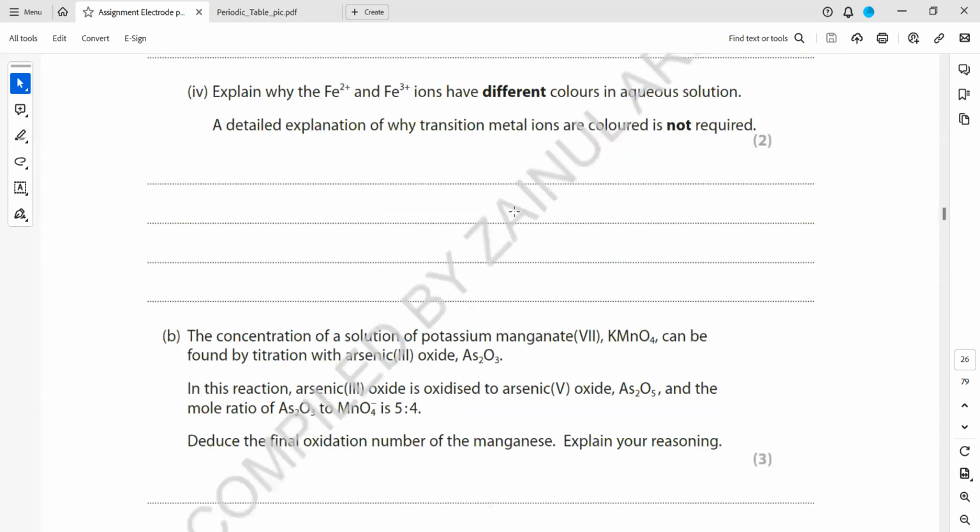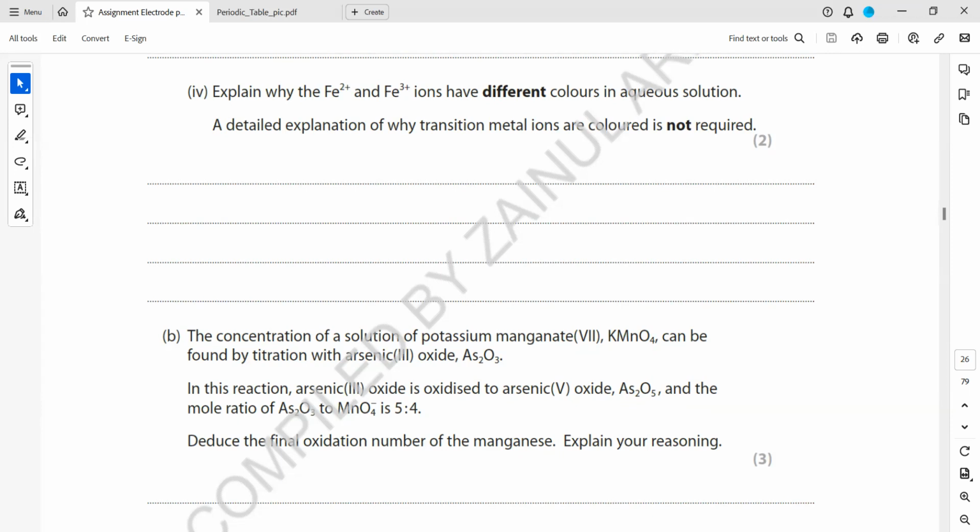Explain why iron 2 and iron 3 ions are different colored in aqueous solution. Detailed explanation why transition metal ions are colored. So why are colored compounds formed? Because the energy difference, the splitting of the d orbital, causes different wavelengths to be absorbed. It also depends on the ligand which is present. So the splitting of the 3d orbital subshell is different with iron 2 and iron 3, so it absorbs different wavelengths or different frequencies. That's why it gives different color.